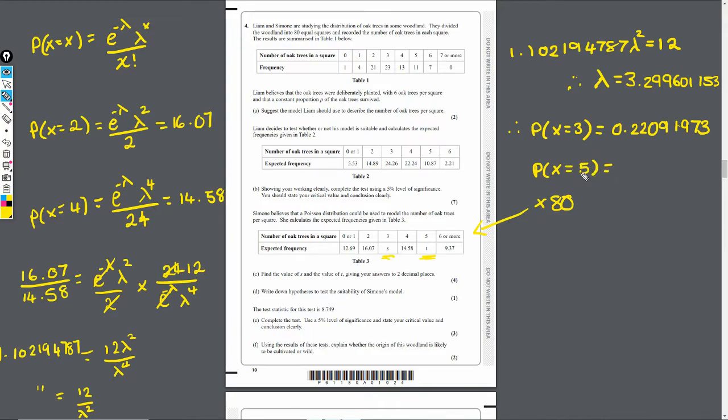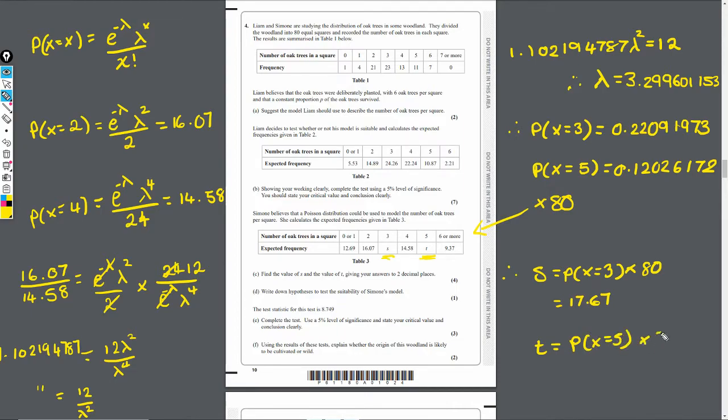And my probability that x equals 5 will be equal to 0.12026172. Okay, so we've got our two probabilities. Now we just need to times these by 80, so that'll give me my S. So S is equal to the probability of x equals 3 times 80. I'm not going to write all this out again. I'm just going to do the calculation and round it to 2 decimal places. That'll give me 17.67, and then T, same again, it'll be the probability with x equals 5.